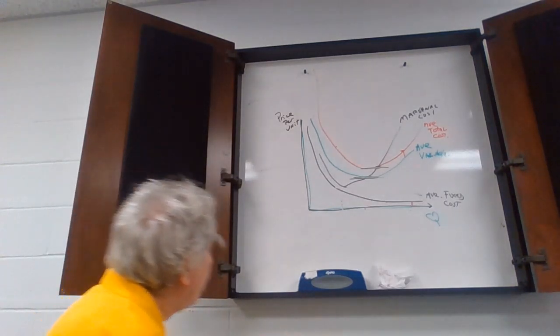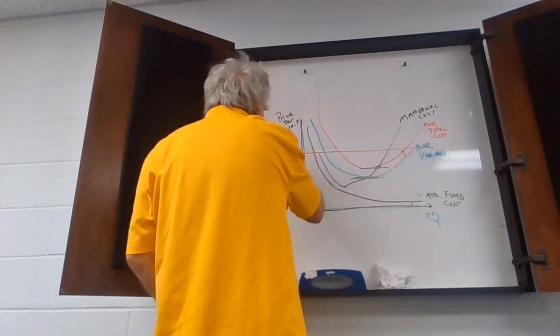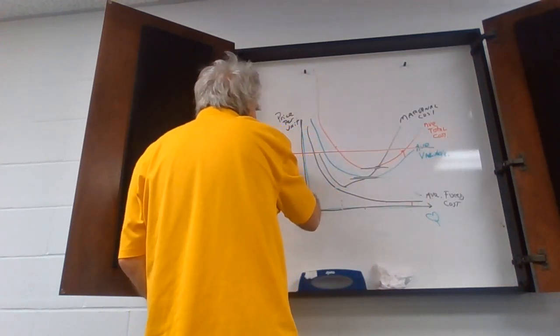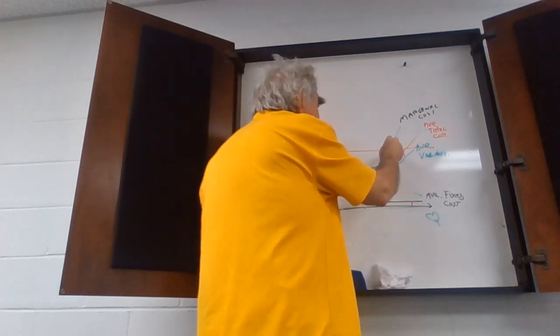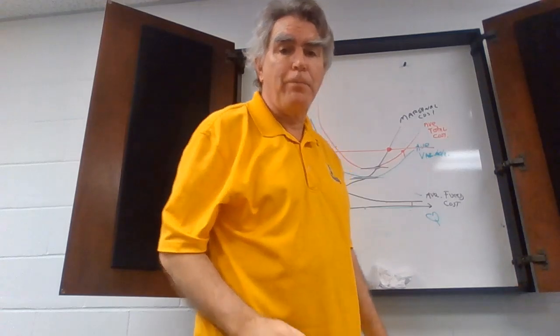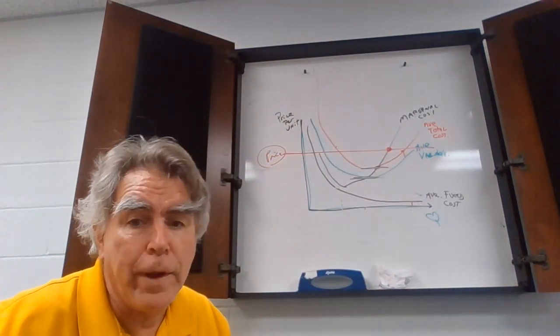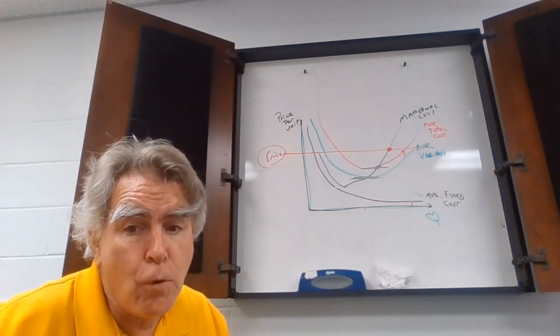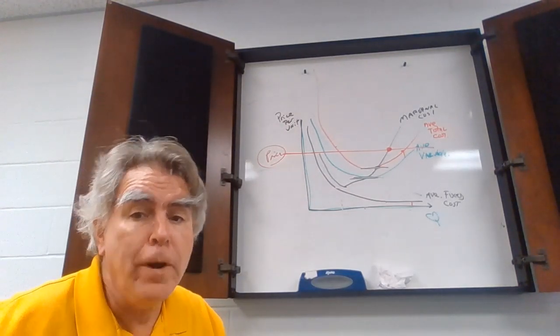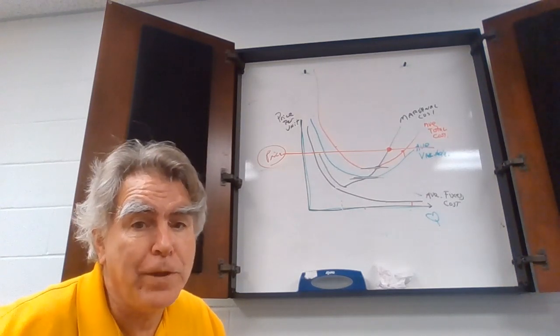So if we put in here a price level, this is the industry price. This is where we stop producing. Why do we stop producing there? Because at that point, producing any more costs us more than the price we will get for it, right? And our profits will go down.